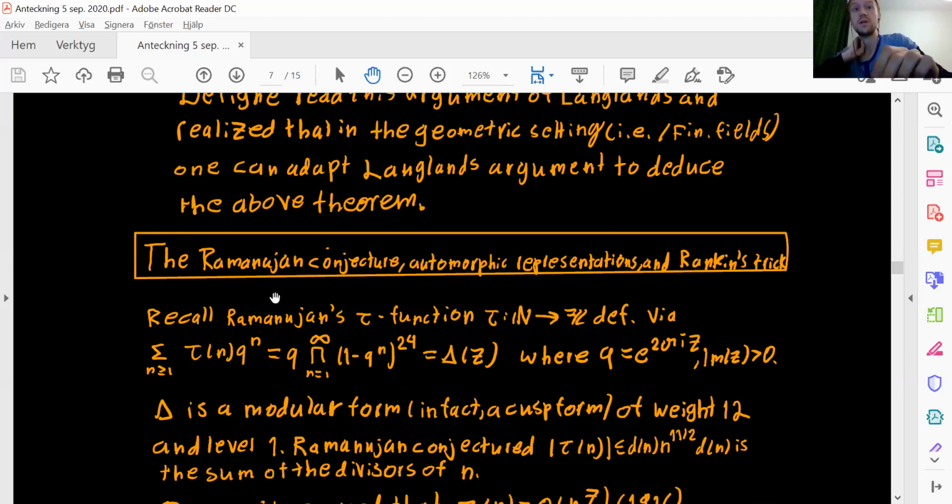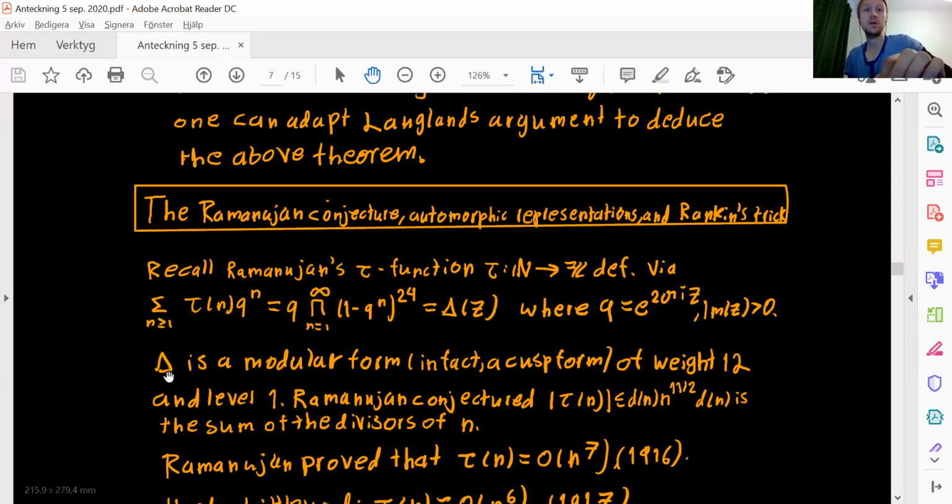Let us recall Ramanujan's tau function, which is defined from the natural numbers into Z. It is defined by the following equality: I take the sum of tau(n) q^n, and I let this be equal to q times the product from n equal to 1 to infinity of (1 - q^n)^24. Here we let q be equal to e^(2 pi i z), where the imaginary part of z is greater than 0. So this infinite product determines tau(n). The coefficients of this power series are precisely the Ramanujan tau function.